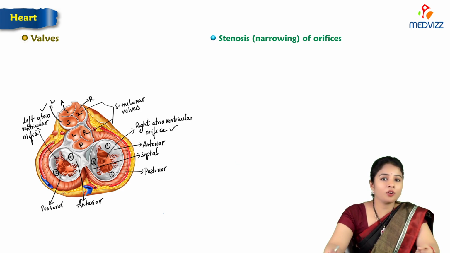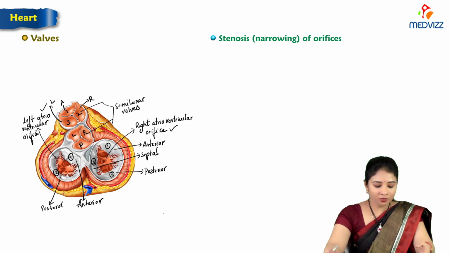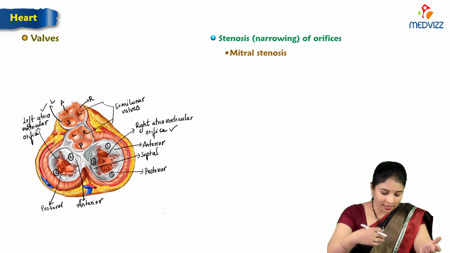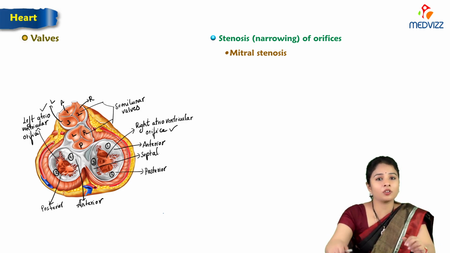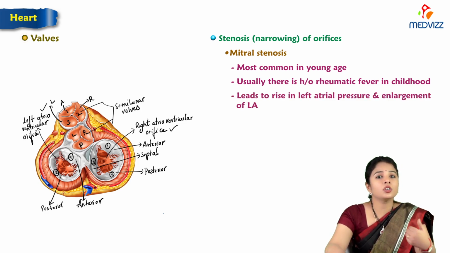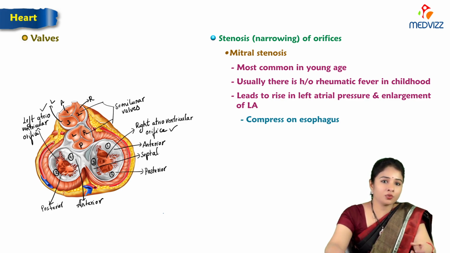Now stenosis, or narrowing, of these orifices. First we shall start with mitral stenosis, which is the narrowing of the mitral orifice or left atrioventricular orifice. It is most common in young age, usually if there is a history of rheumatic fever in childhood. This leads to a rise of left atrial pressure and enlargement of the left atrium, which may compress the esophagus.